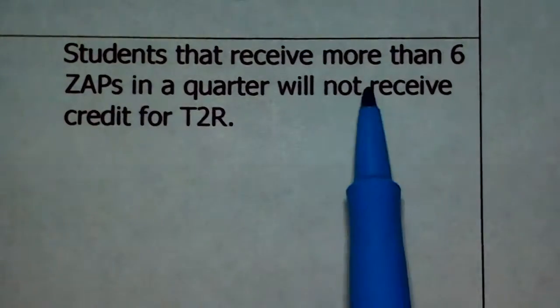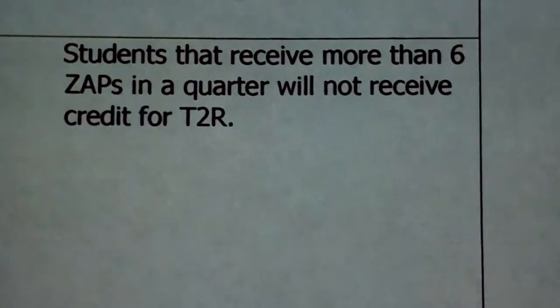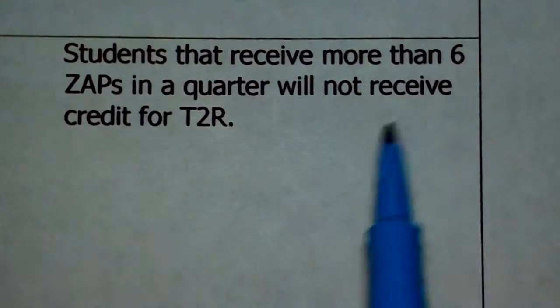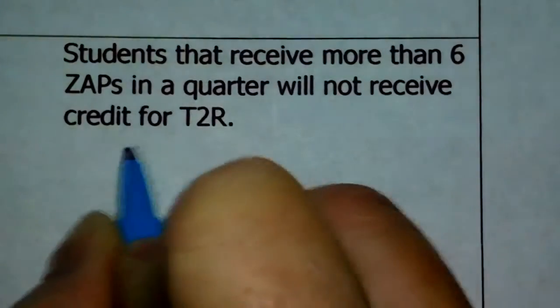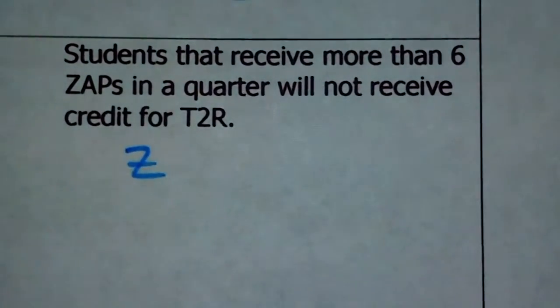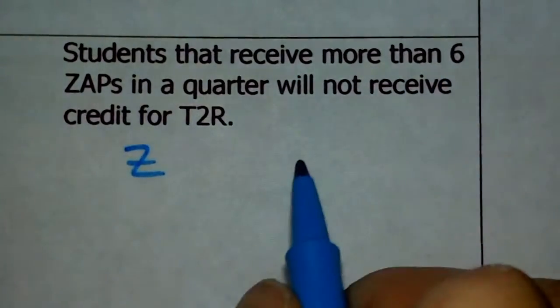Last but not least, and this is very, very similar to letter B, but you'll see how it's different in a sense as well. Students that receive more than 6 zaps in a quarter will not receive credit. So students that receive more than 6 zaps will not receive credit. So I'm going to call this, let's see, how about Z for zaps? Why not? Doesn't really matter what letter you choose. And I see that I'm comparing that to 6.